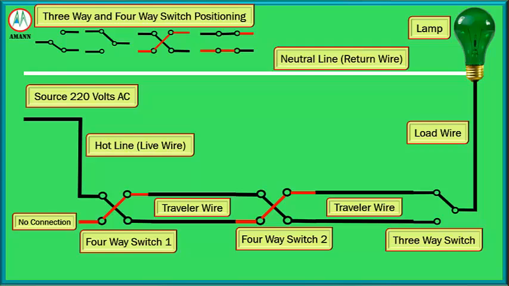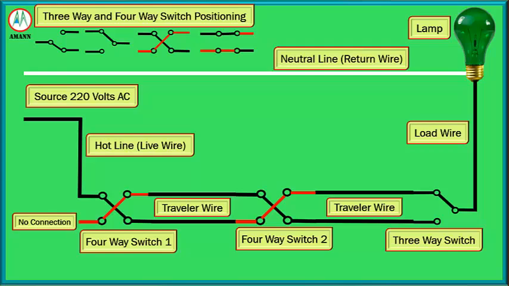This means that at any point in the circuit, toggling one of the switches can turn the light on or off. This configuration is ideal for long hallways, large rooms, or multi-level homes where you want to control a single light source from multiple locations. It offers convenience and enhances the usability of the space.